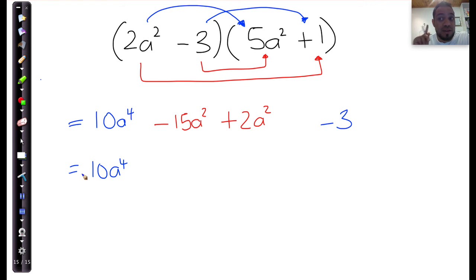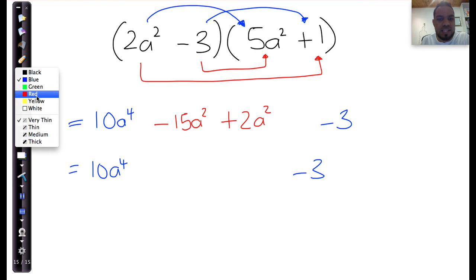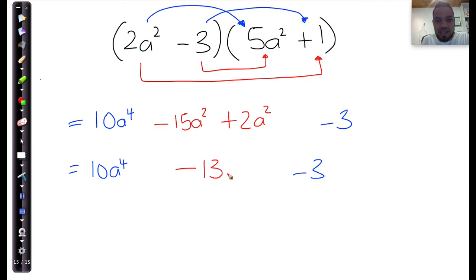And don't watch this video and just watch. Don't do that. You need to pause, play, rewind, and write at the same time. Okay, so there's my minus 3, and these two are like terms, and because they are both a to the power of 2, I can add them together and I get minus 13a squared. Okay, so that's our next binomial by binomial example.